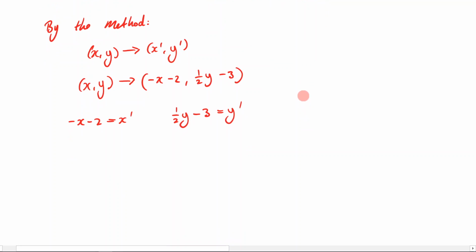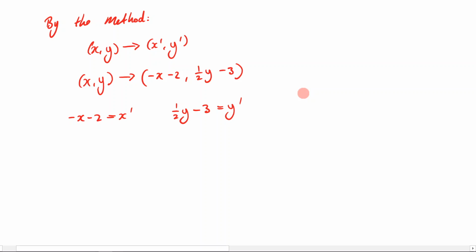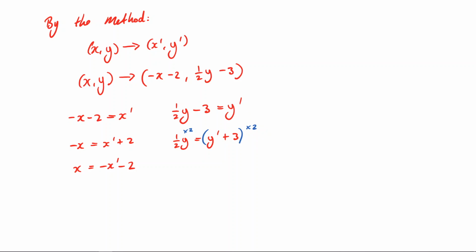Now I'm just going to solve each of them for x and y. So this is going to be negative x is equal to x dash plus 2. X is equal to negative x dash minus 2. And then over here, what I'm going to end up with is half y equals y dash plus 3. Now here's the important part here. For this next step, I'm going to multiply this side by 2, and I'm going to multiply this side by 2 as well. But as you can see, I'm multiplying the entire side by 2.